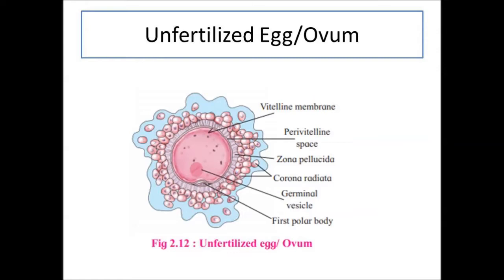Now, in this lecture, we discussed the process of spermatogenesis and oogenesis. The next topic from this chapter, reproduction in lower and higher animals, we will discuss in my next video lecture. Till then, stay home, stay safe.